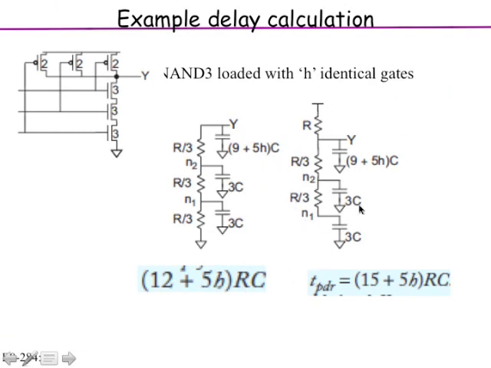Similarly, for the pull-up, we can do the calculations and you get this number. So you can read the text. There are a few more examples. Just go through the examples and make sure you follow this Elmore delay calculation principle.